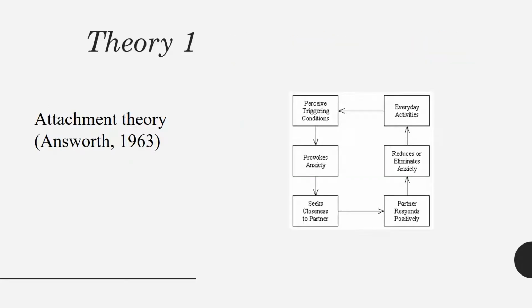All right, so our first theory is the attachment theory, that is the strong emotional and physical attachment. It relates to our tension concept, in which fans are so attached to their teams that they use their everyday activities that bring certain triggering conditions, which also provokes anxiety, that also leads to tension.